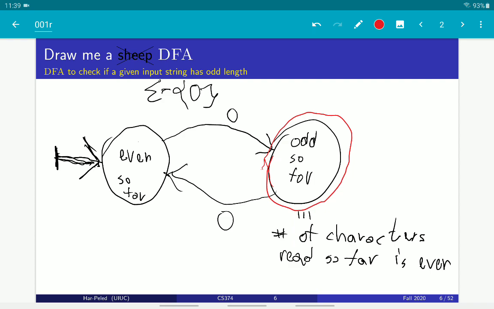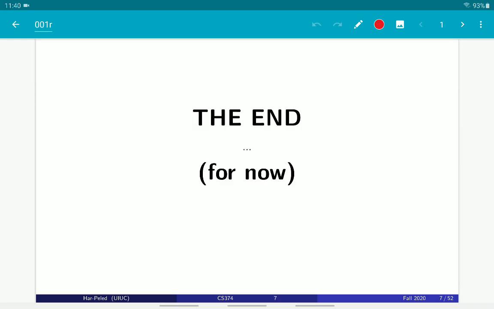And the nice thing about DFAs is that drawing the state diagram is natural and relatively easy, which makes thinking about this stuff easier than one might expect. Okay, this is it for now.